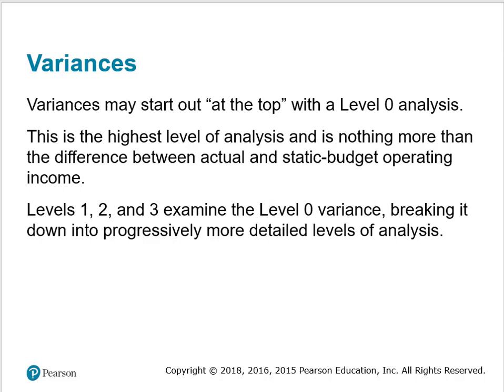Now, variances can be calculated at multiple levels, and those levels are identified with level numbers. The broadest variance is a level 0, and it is a very macro view showing the difference between actual and static operating income. Further analysis breaks down the level 0 variance into progressively smaller and smaller components, attempting to answer questions such as how much were we off by, and where were the problems? Where were we off, and how come? What happened?